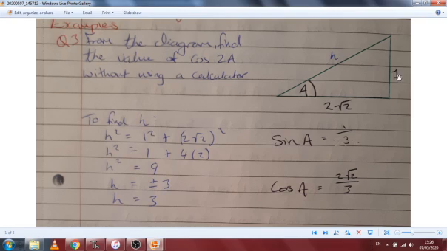So we get 1 squared plus twice root 2 squared, which gives us 1 plus 8, which is 9. The square root of 9 is plus or minus 3, so h must be 3. We can then assign that the sine, which is opposite over hypotenuse, is 1 over 3, and the cosine is adjacent over hypotenuse, so that's twice root 2 over 3. So we now have our two expressions that we'll need.